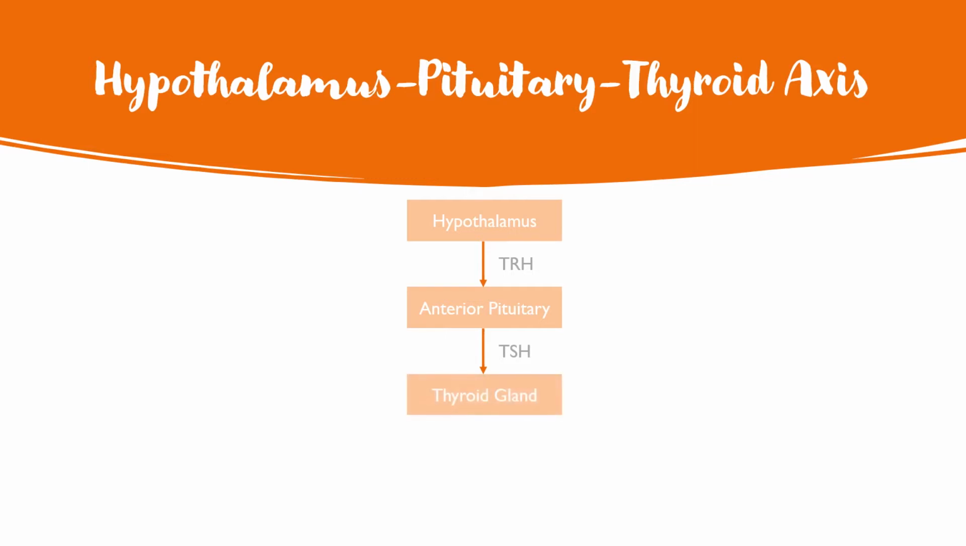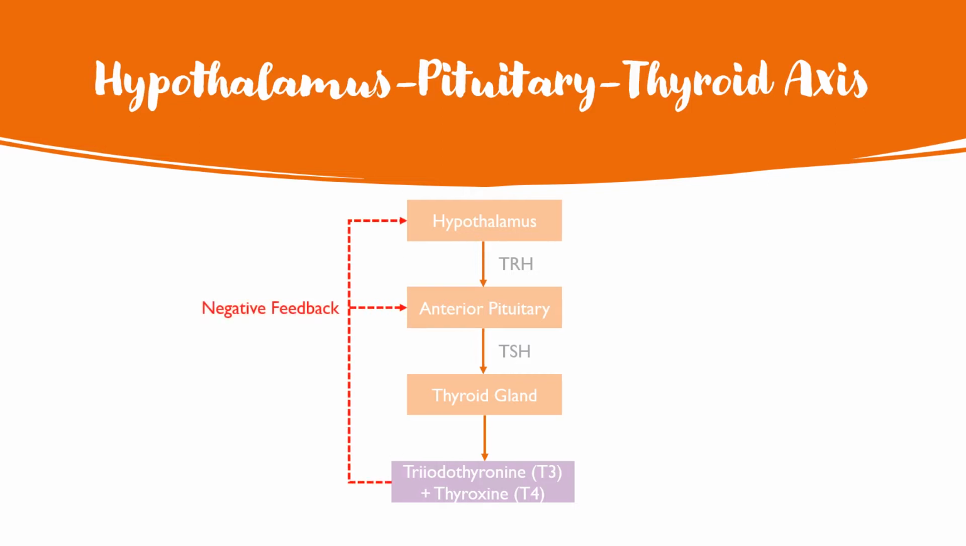And this TSH acts on the thyroid gland and triggers it to release two key hormones, triiodothyronine, T3, and thyroxine, T4. And the most important thing about this whole process is that it's governed by a negative feedback system. And basically what this means is that if the levels of T3 or T4 increase too much, it triggers the anterior pituitary gland to release less TSH and the hypothalamus to release less TRH. And that helps to keep the T3 or T4 levels in check.